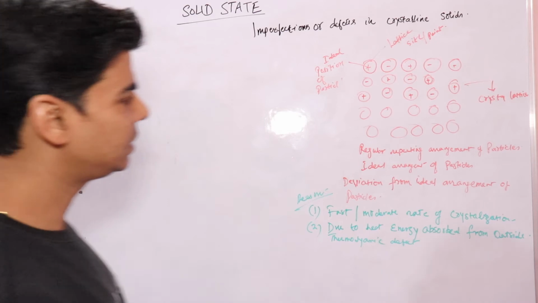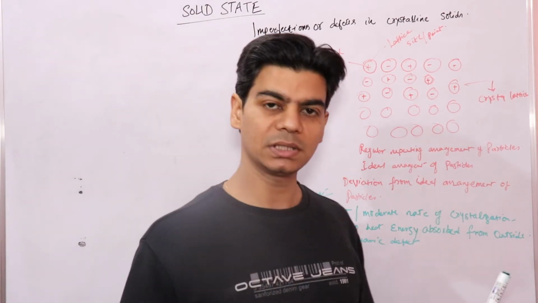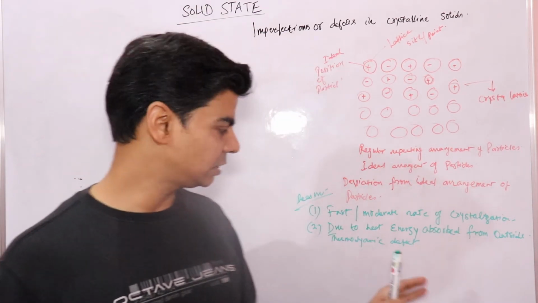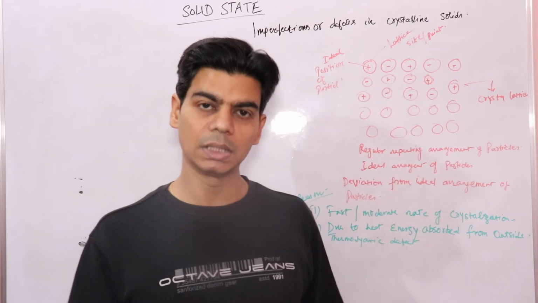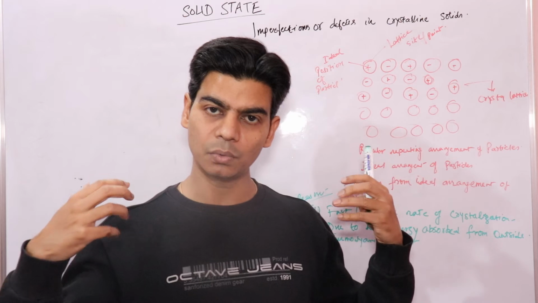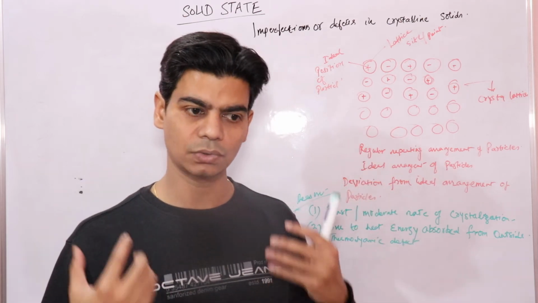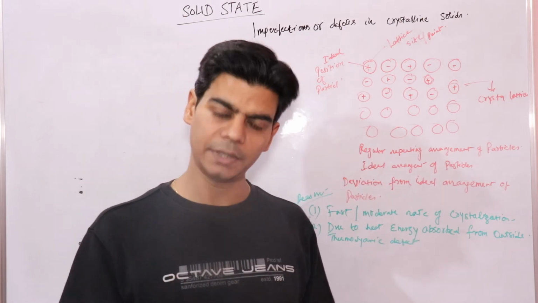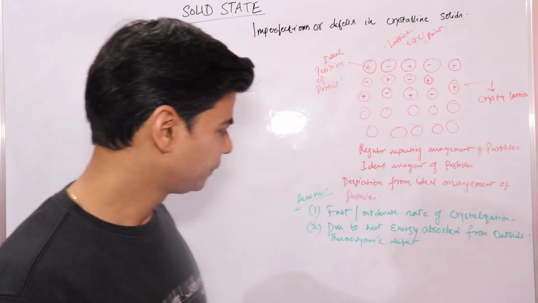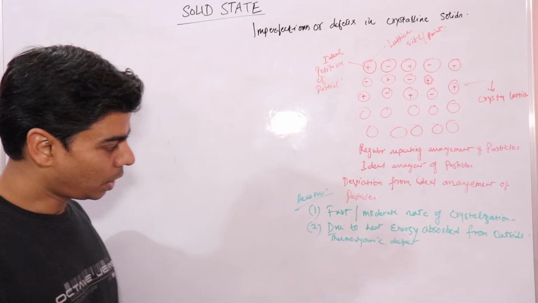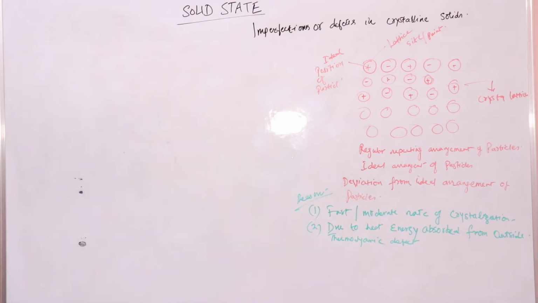These are also known as intrinsic defects, because intrinsic means internal. If it is not due to some outside force, and it is due to something internal, we call it an intrinsic defect. Now, how many kinds of defects can there be?